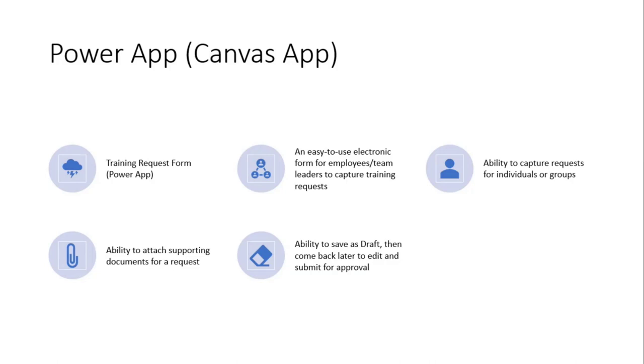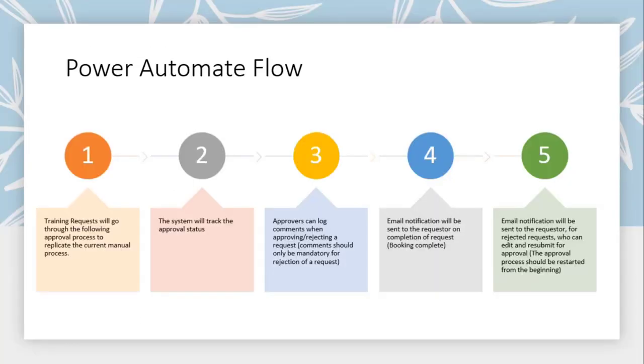My Canvas app consists of a form that allows users to save those forms as drafts and come back later and submit them for approval. It allows users the ability to attach supporting documents for their training requests, and it allows users to capture requests for individuals and groups. This is just a sample of the Power Automate flow and what it had to do, including notifying the requester, in this case the user, on the status of their request.